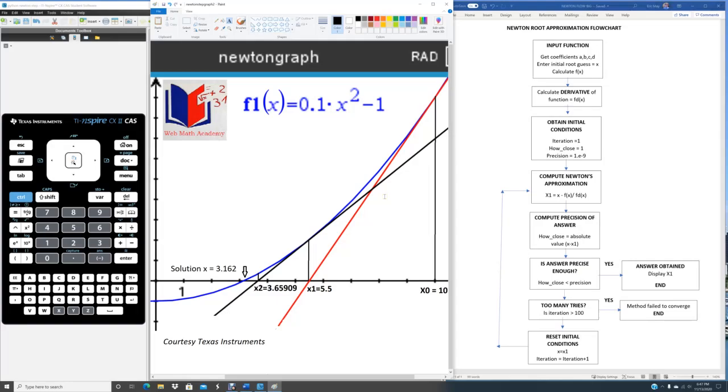Hello and welcome to Web Math Academy, where today we're going to discuss again Newton's root approximation method.